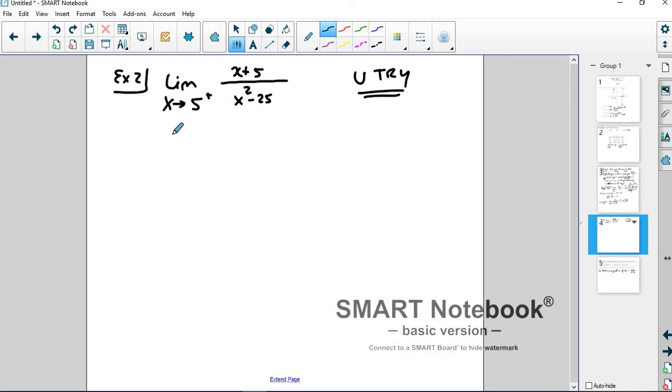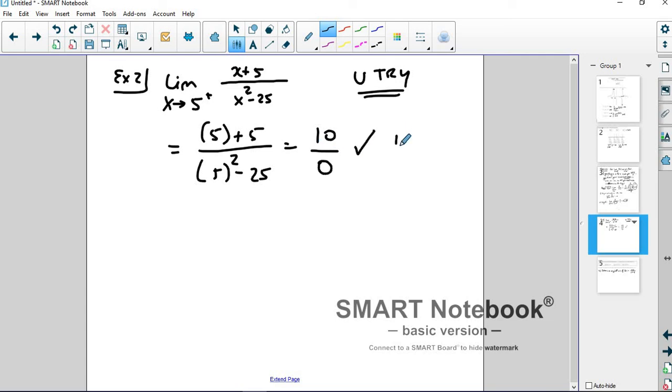Okay, so what do we do? First things first, plug it in. You get 5 plus 5 over 5 squared minus 25, you get 10 over 0. That right there tells me infinite limit, plus or minus infinity. So now the question is which one?